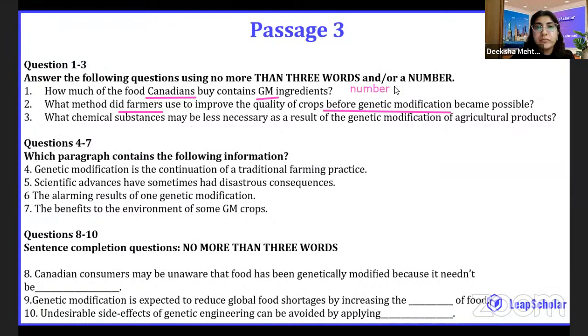The answer is a chemical substance. What is the keyword? Less necessary. What will be less necessary? And that is going to be the name of a chemical substance.